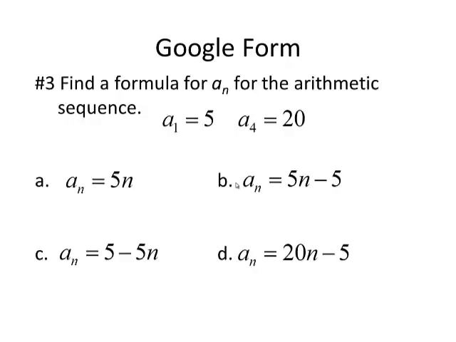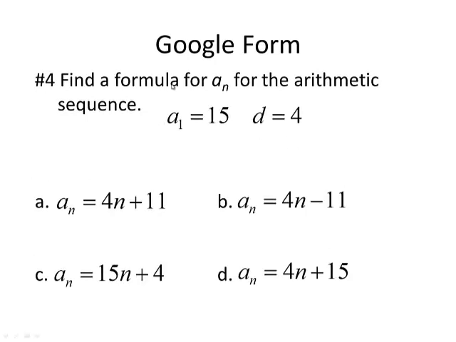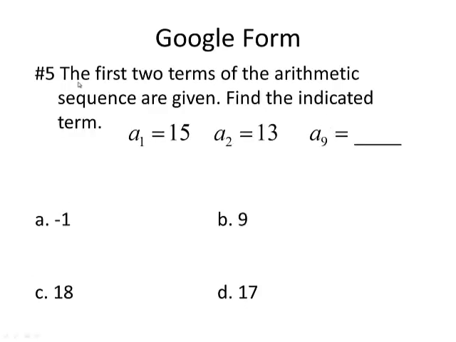Find a formula for a sub n for the arithmetic sequence, given that the first term is 5 and the fourth one is 20. Find the formula for a sub n for the arithmetic sequence. If the first one is 15, then the common difference is 4. The first two terms of the arithmetic sequence are given. The first one's 15 and the second one's 13. Find the indicated term. Find the ninth term.